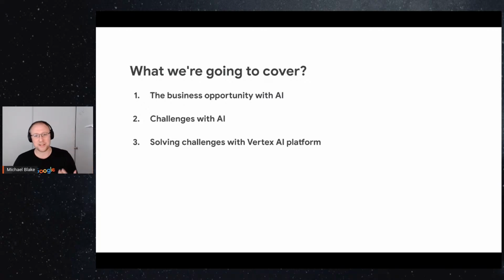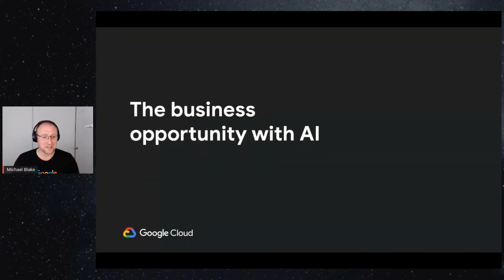Okay, so the first one is what's the business opportunity with AI? Now, we're not going to labor this point, but it's important to tee up the rest of the talk. The second thing is around some of the existing challenges today with AI that may be blocking some of these opportunities. And then finally, how Google and Vertex AI allow our customers to help meet and solve these challenges. Okay, let's get into it. Now, I said this will be a short intro, and it will be, I promise.